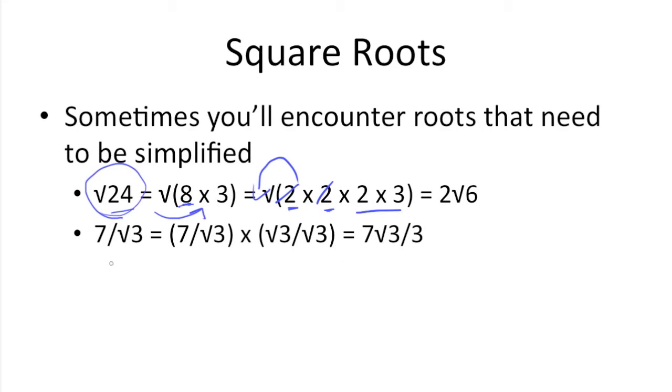So another instance of an answer that would need to be simplified is a fraction where you have a square root in the denominator, or in the bottom of the fraction. So here we have 7 over the square root of 3. A way to simplify this, or a way to make it an acceptable answer, is to move the square root. Now the easiest way to do this would be to multiply it by, in this case, the square root of 3 over the square root of 3, which is the same as 1, which is why we're allowed to do this.